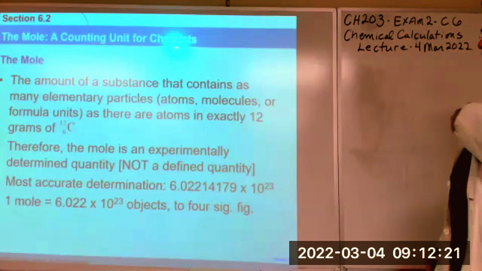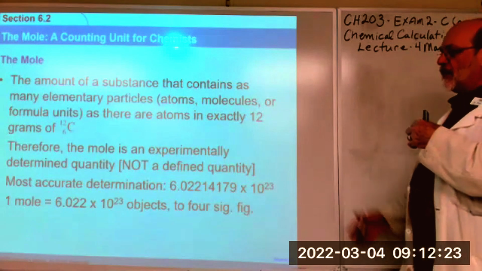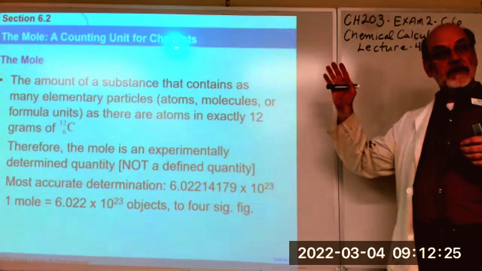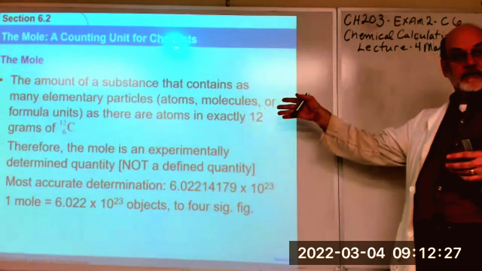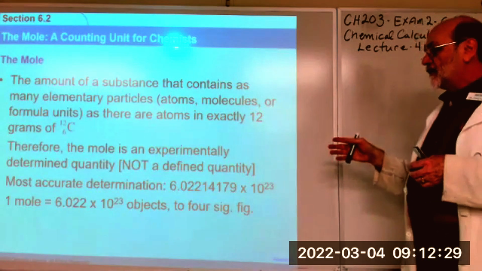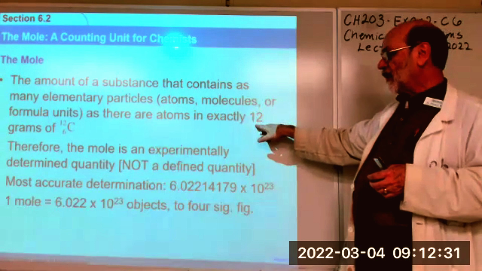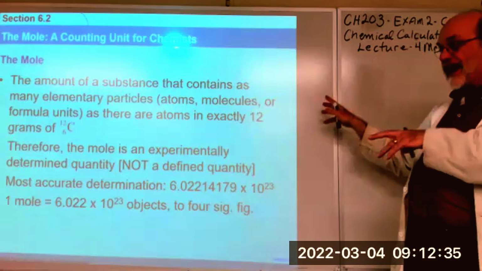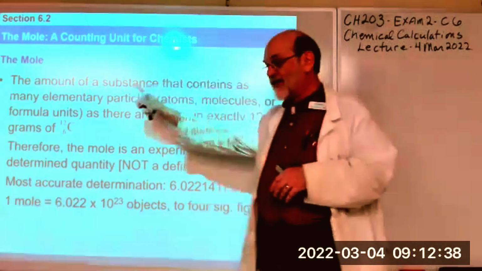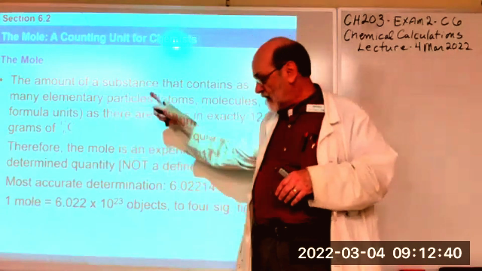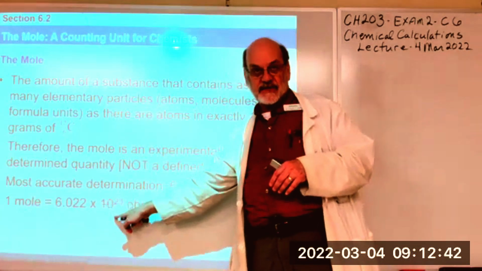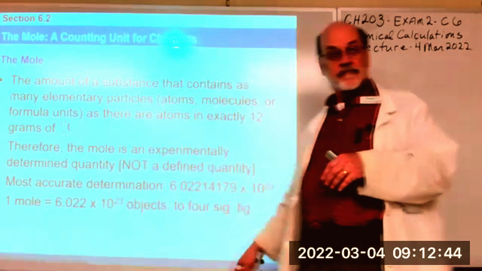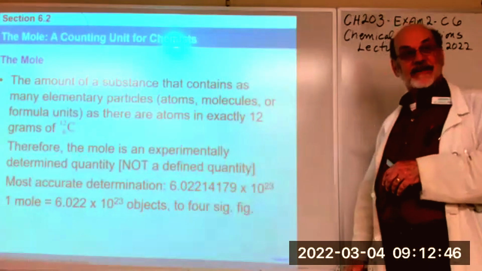Now, the value itself is based upon that isotope of carbon. So when you have exactly 12.000000 and so on grams of that isotope, you have exactly this many atoms in it. Okay, that's the anchor point.